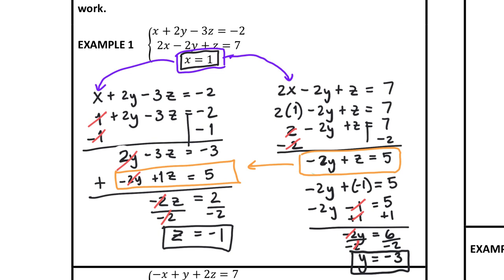Okay, so my final answer is the ordered triple. That's going to be 1 comma negative 3 comma negative 1. It's x, y, z.